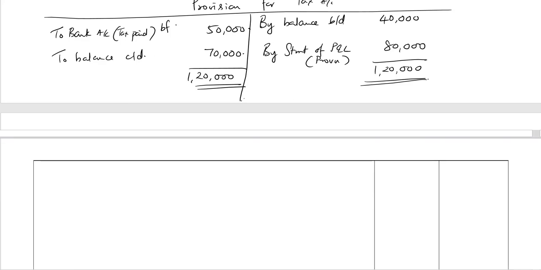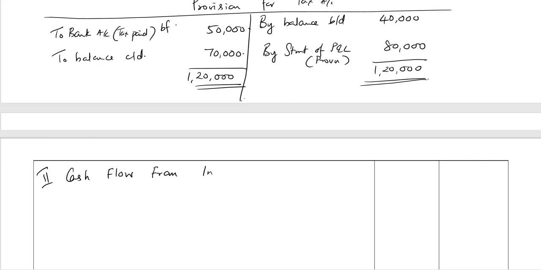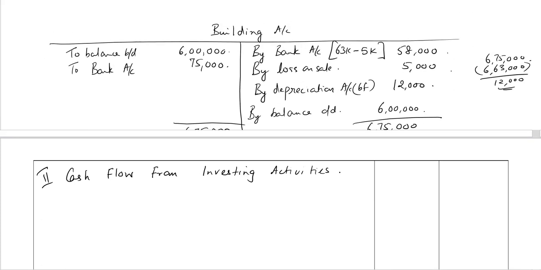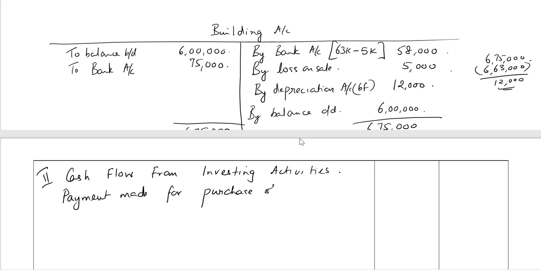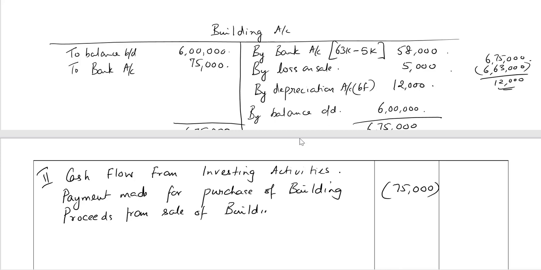Let's move on to Roman number 2, cash flow from investing activities. We'll complete the items for building. Payment made for purchase of building. Outflow 75,000 rupees. Proceeds from sale of building. 58,000 rupees inflow.